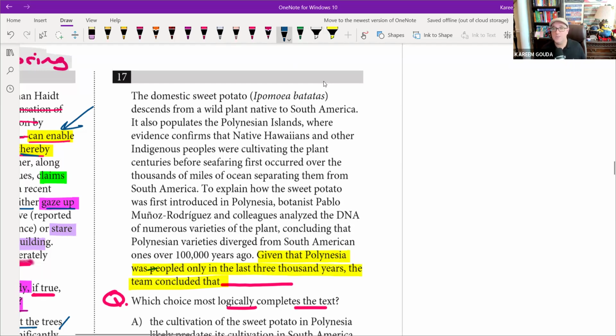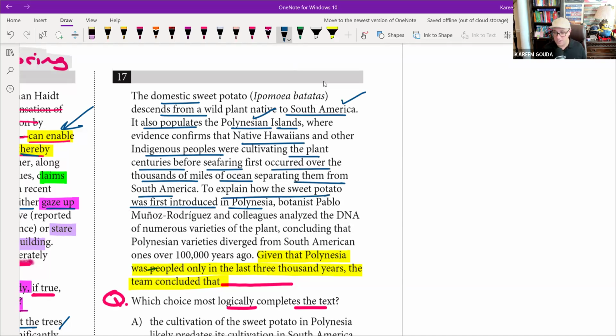The domestic sweet potato descends from a wild plant native to South America. It also populates the Polynesian islands, where evidence confirms the native Hawaiians and other indigenous people were cultivating the plant centuries before seafaring first occurred over the thousands of miles of ocean separating them from South America. To explain how the sweet potato was first introduced in Polynesia, botanist Pablo and colleagues analyzed the DNA of numerous varieties of the plant, concluding that Polynesian varieties diverged from South American ones over 100,000 years ago.